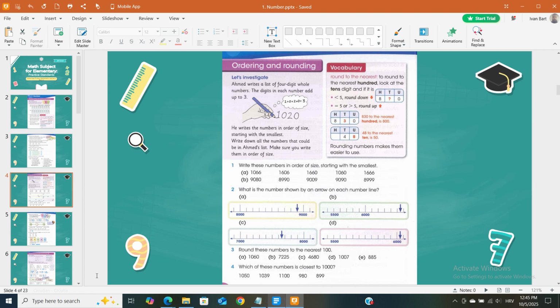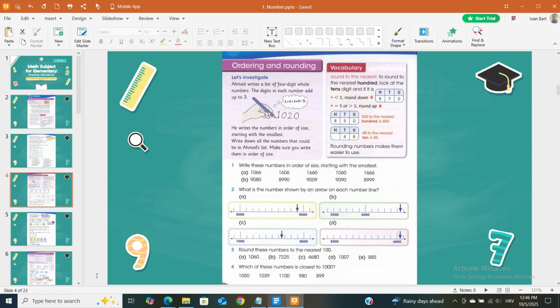To round to the nearest hundred, look at the tens digit. If it is less than 5, round down. If it is 5 or greater than 5, round up. 830 to the nearest 100 is 800. 48 to the nearest 10 is 50.